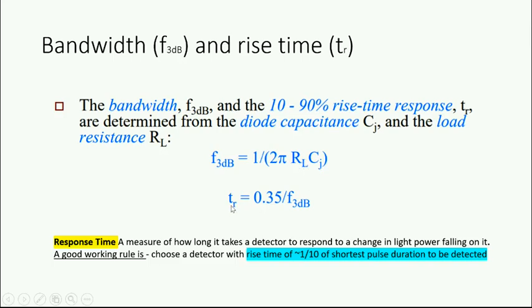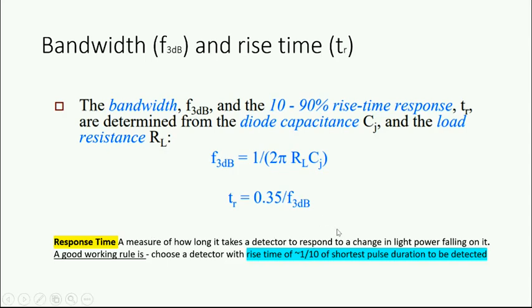The rise time is equal to 0.35 by F3dB. You need not worry about how we reach this particular point. You might have studied it in control systems or network theory, how you got TR is equal to 0.35 by F3dB. This is not so important for the time being. This equation is considered here in this module. Just to understand, this is the bandwidth of a photodiode, and this is the rise time, the response time.